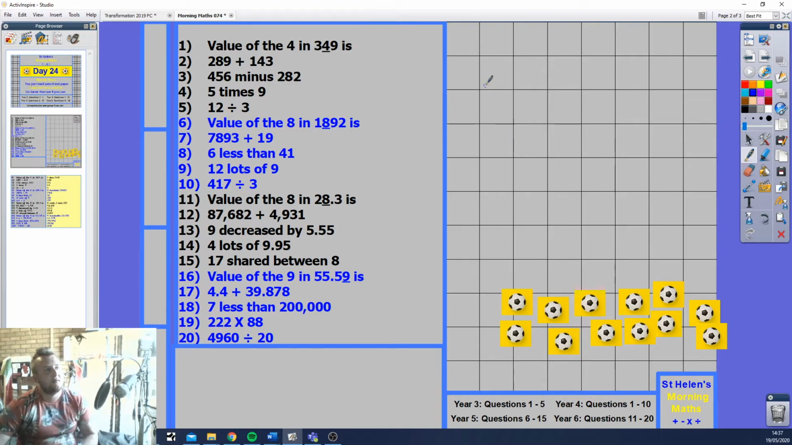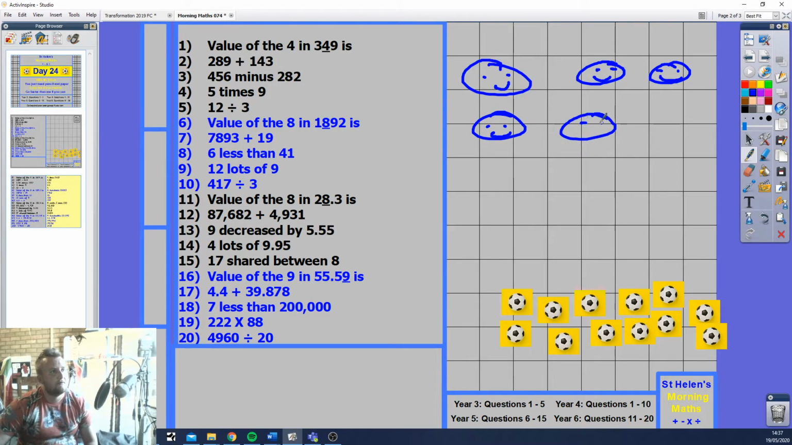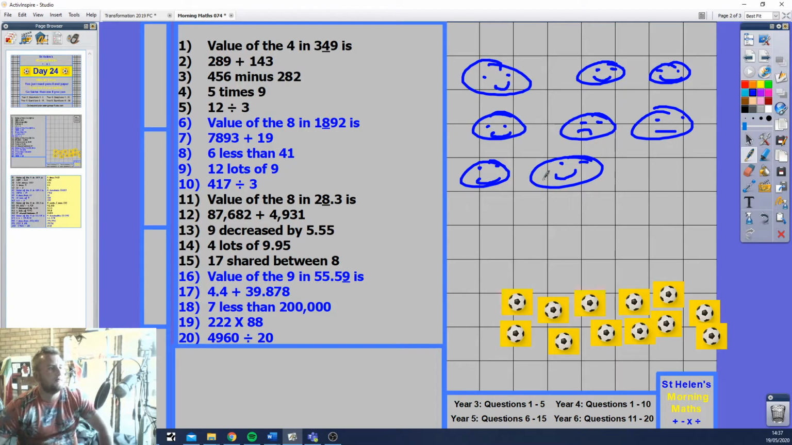So there's going to be 8 people. 1, 2, 3, 4, 5. This person's sad. 6. This person's okay. 7. Happy person. And then the last person can be a nice happy person as well. So we've got 8 people, and we're going to share 17 between them. And what I'm going to do is make the dots nice and big. They get green tennis balls, let's say.